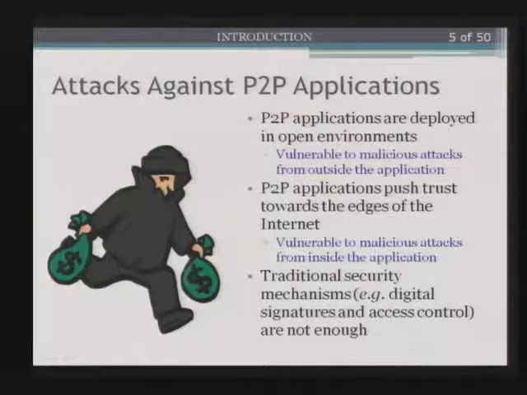These attacks actually come from two main points. The first is that peer-to-peer applications are deployed in open environments. As I was saying, these applications are often deployed across the internet, which makes them vulnerable to malicious attacks coming from outside the network. And secondly, peer-to-peer applications push the trust of the network towards the fringes of the internet, towards the end user nodes, which have been shown to be more insecure. So this means that the systems themselves are vulnerable to malicious attacks from inside of the application, from users that have legitimate access to the system.